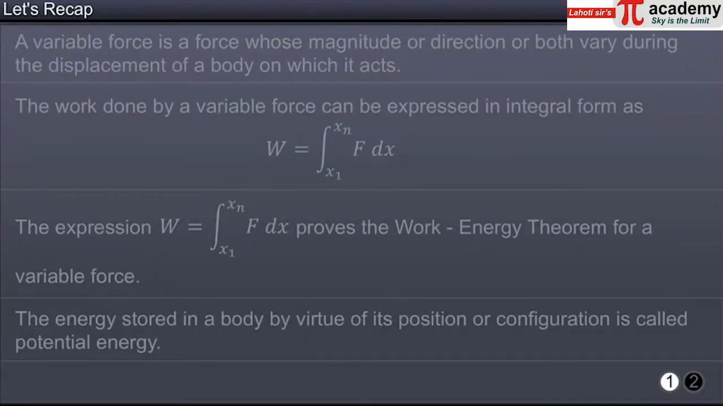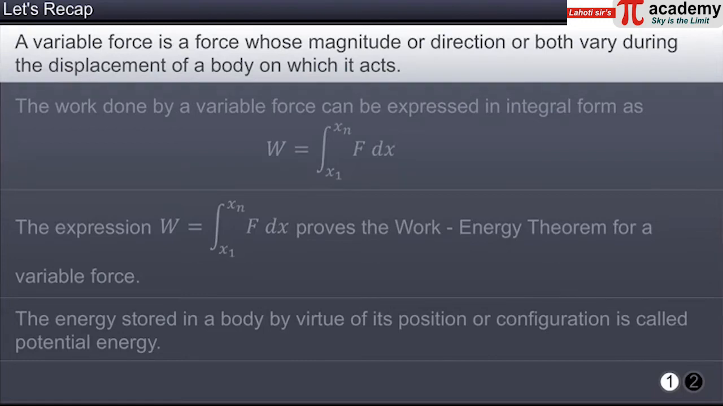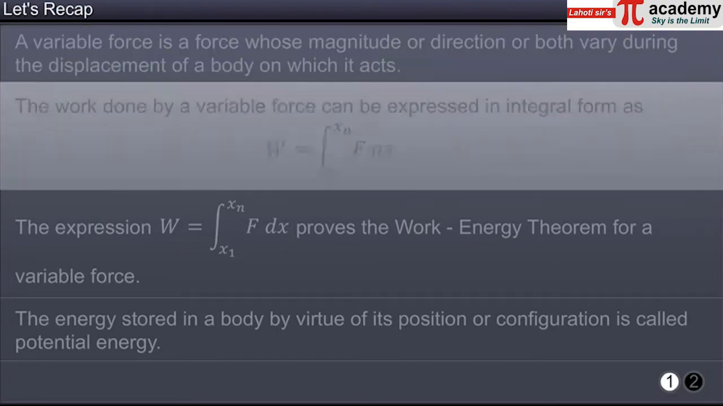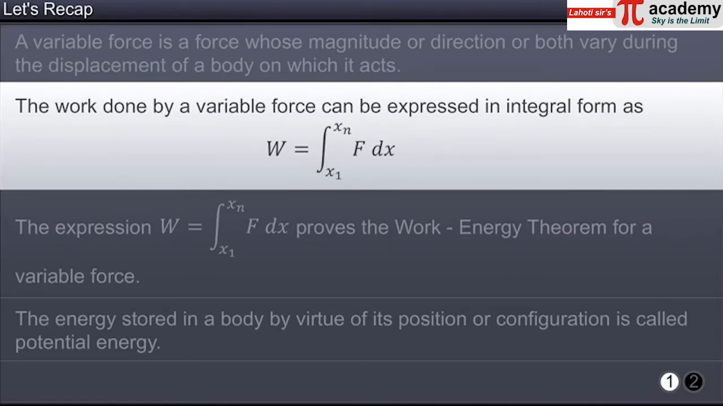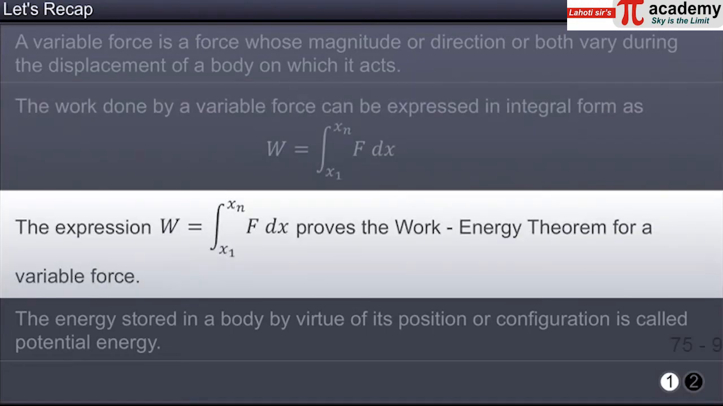You have now reached the end of this module. In this module, you learnt that a variable force is a force whose magnitude or direction, or both, vary during the displacement of a body on which it acts. The work done by a variable force can be expressed in integral form as W is equal to integral f dx within the limit x1 to xn. The expression W is equal to integral f dx within the limit x1 to xn proves the work-energy theorem for a variable force.